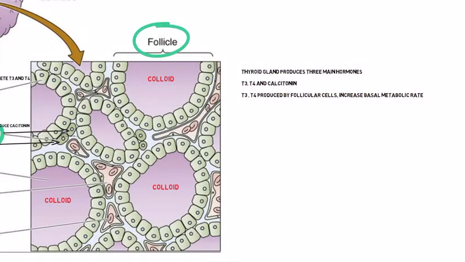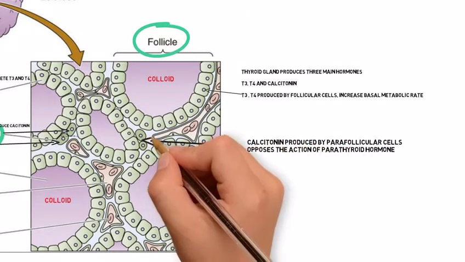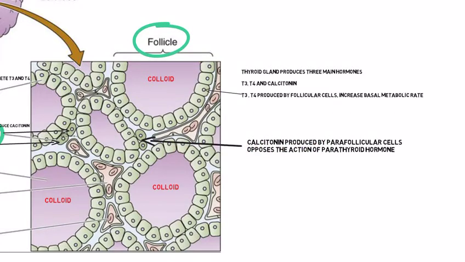The point I'd like to emphasize here is that the thyroid gland produces three main hormones: T3, T4, and calcitonin. T3 and T4 are made inside the thyroid follicles and released by the thyroid follicular cells. Their main function is to increase our basal metabolic rate, amongst many other actions, such as increasing our heart rate and gut motility. And calcitonin, which is produced by the parafollicular cells of the thyroid gland, has the function of opposing the action of PTH, or the parathyroid hormone.